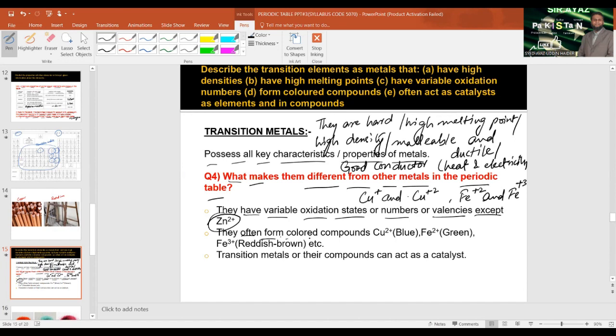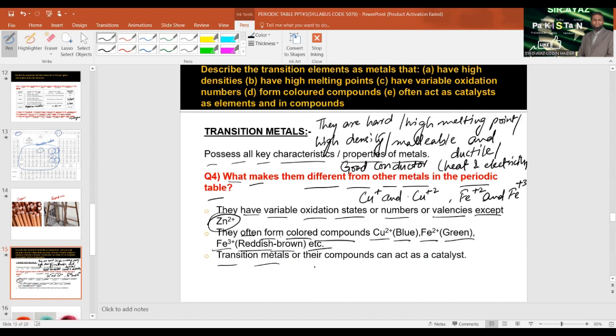They often form colored compounds. Cu2+ is blue in color, Fe2+ green in color, Fe3+ reddish brown, etc. There are other colors for the other transition metals. We don't have any details. We are limited to copper 2+, Fe2+, and Fe3+.